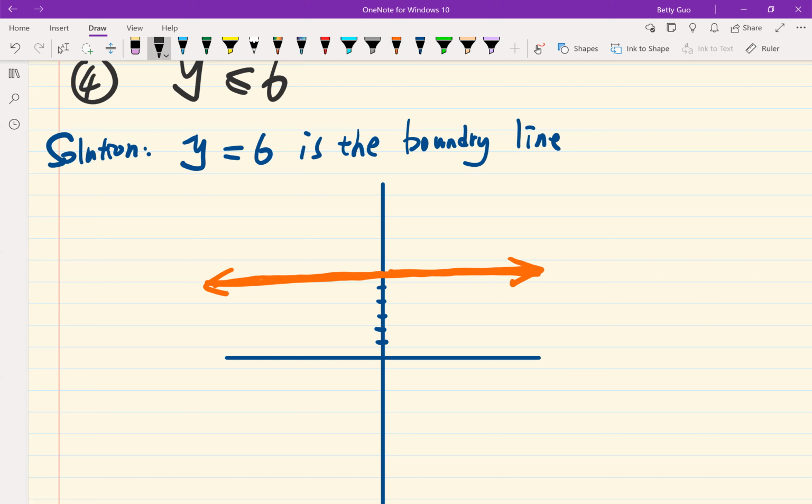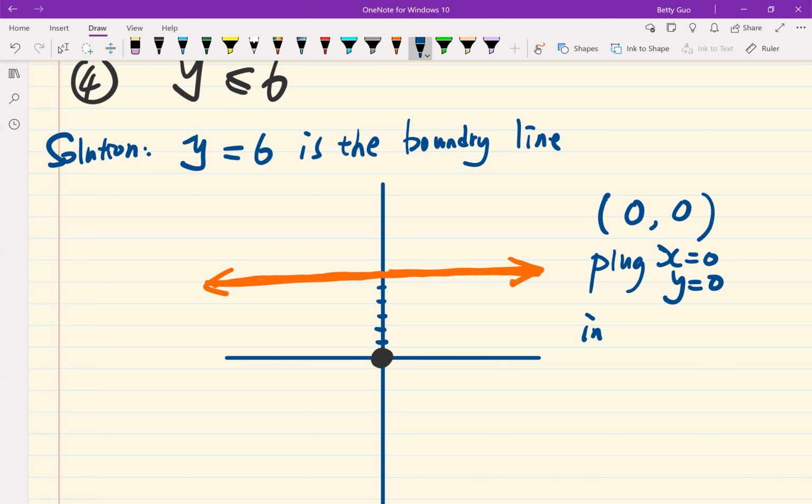Testing point? I would use (0, 0), because it's very convenient. So let's plug in x equals 0, y equals 0 into the original inequality, which is y is less than or equal to 6. Plug in y equals 0, you have 0 is no more than 6. Is that a true statement or a contradiction? True. For some reason, in all the 4 examples, the testing point happens to be a solution.